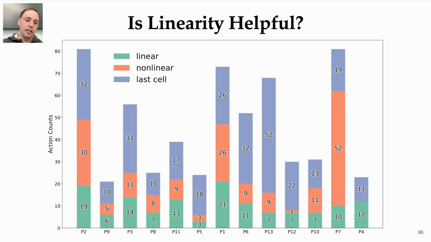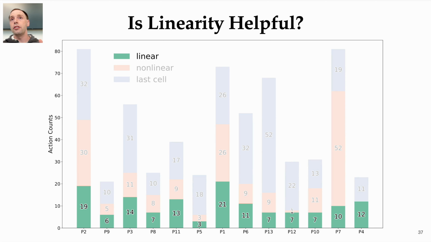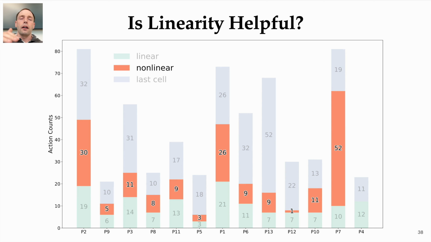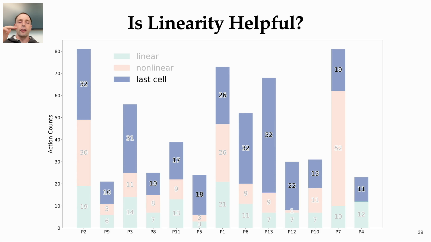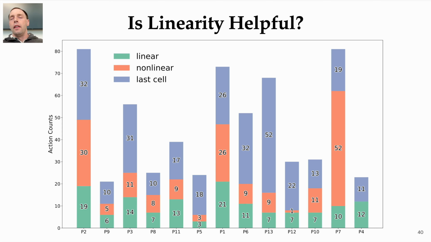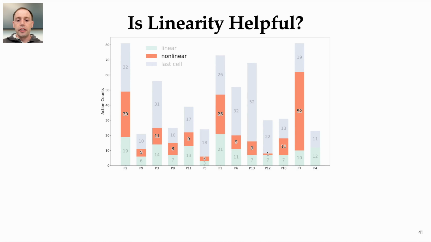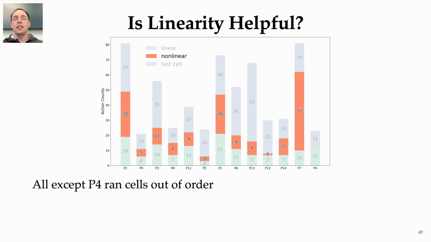Now, what about the linearity? So every time the users executed a cell, we classified whether that cell was a linear execution, meaning it was just the next cell in order, whether it was a nonlinear execution where they went back and reran a cell, or whether they had the last cell they were working on and they just kept rerunning it. All right. And you can see, first of all, that there was quite a variety of how the users were running their cells. And if we focus in particular on the nonlinear executions, we'll see that all participants except P4 ran some cells out of order.